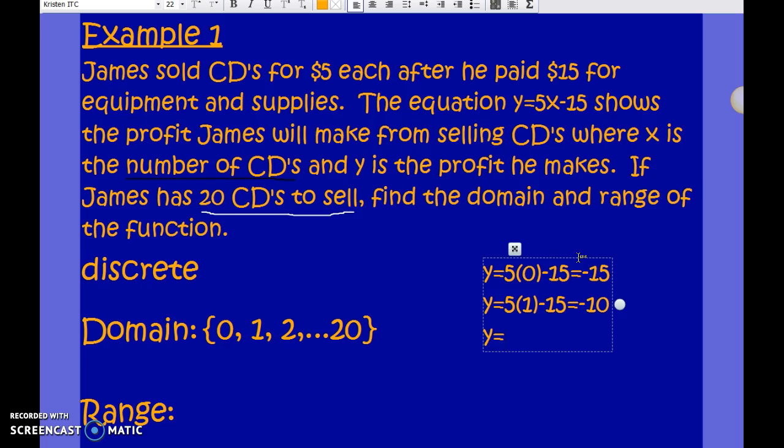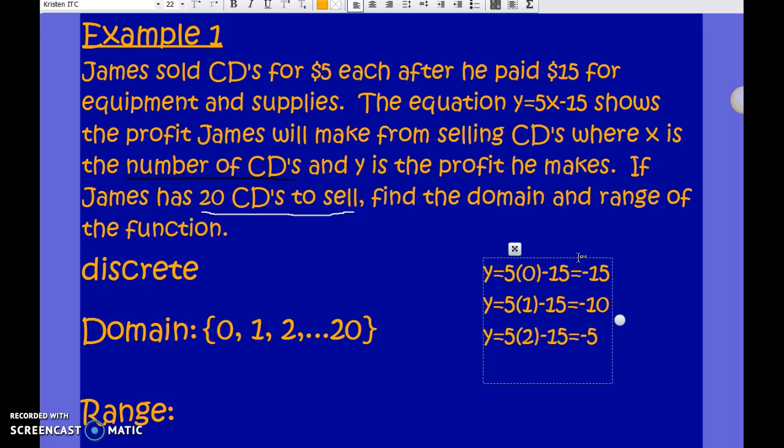Then I work out 2, because that's the next value in my domain. So I have 5 times 2 minus 15. 5 times 2 is 10. Minus 15 is negative 5.